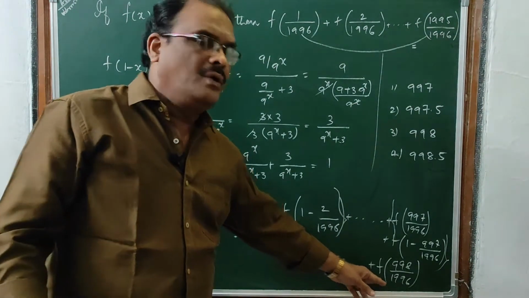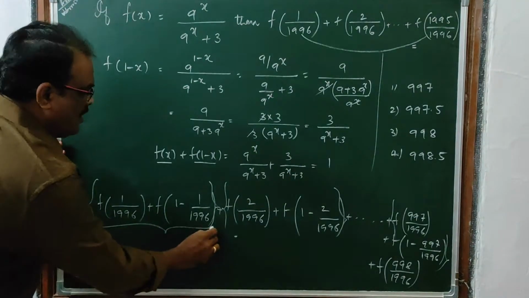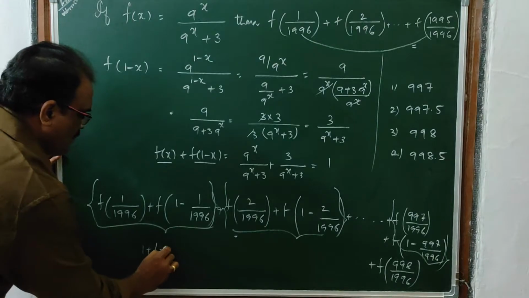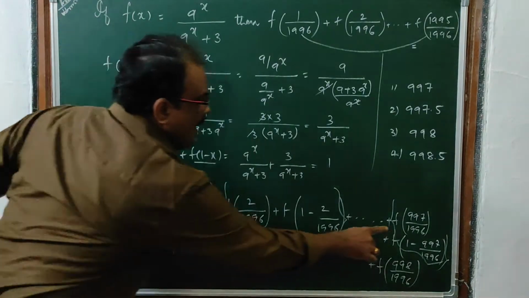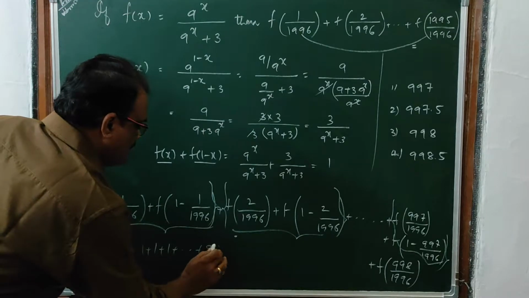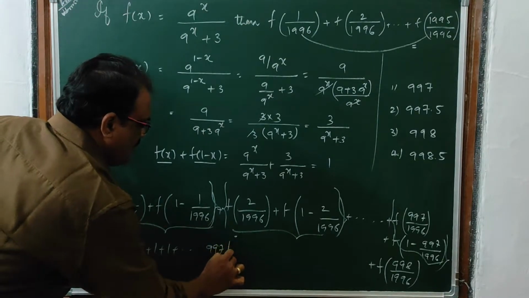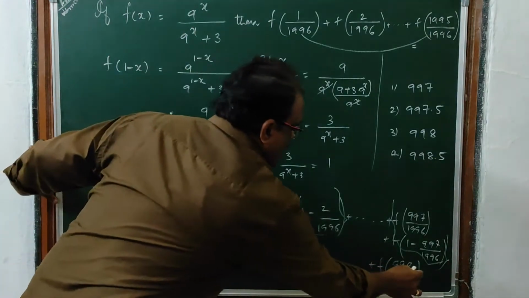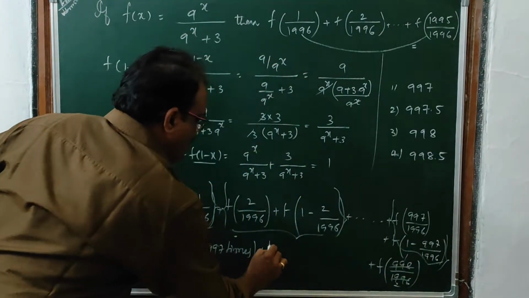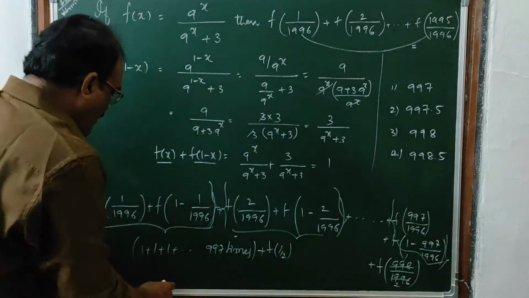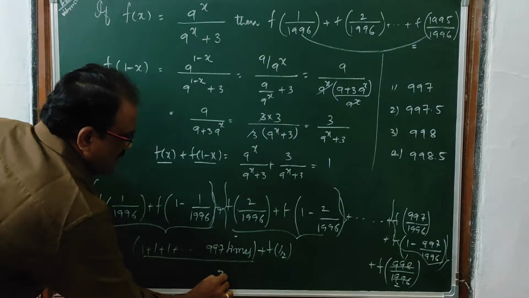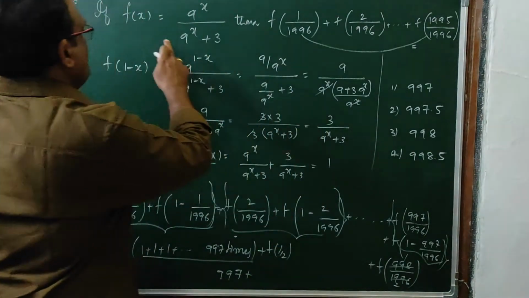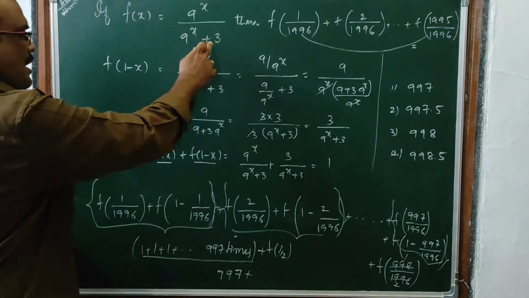Connective value. So if you take this pair, the value is 1, this is 1, this is 1. How many ones? 1 plus 1 plus 1 plus, 997 times. Once you get 997 ones, plus f of 1 by 2 here. So it is 997 plus f of 1 by 2, if you put 1 by 2 here.